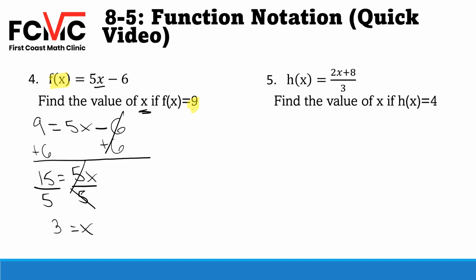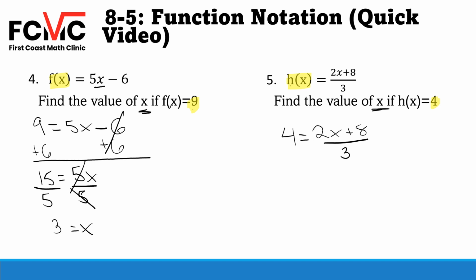Number 5, we do the same thing, with new notation. We're using h of x. H of x is another common notation where we use f of x, g of x, h of x. Those are some of the common notations we use. So now h of x is equal to 4, so we can replace that entire h of x with 4. And again, we're solving for x. So we're going to have 4 equals 2x plus 8 divided by 3.